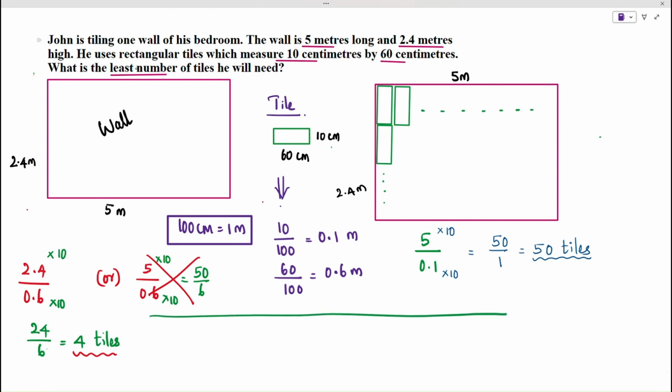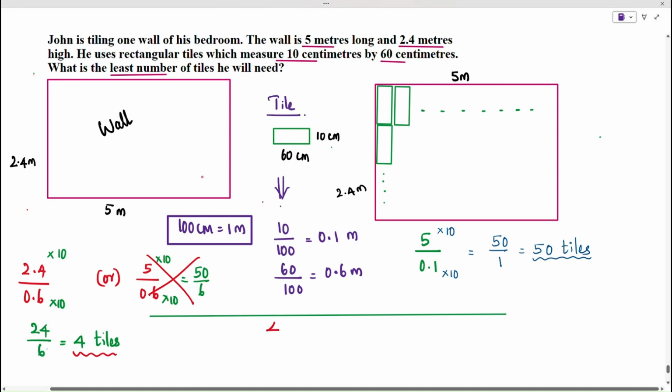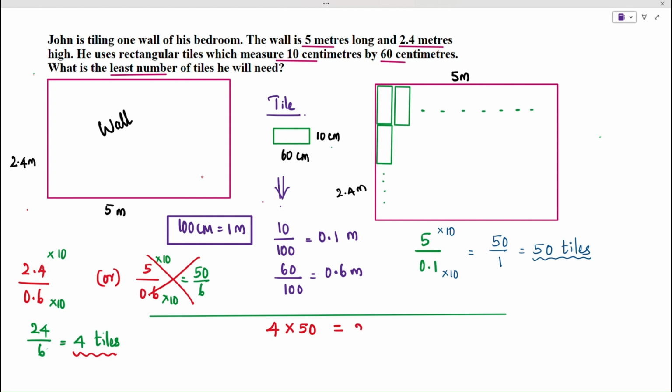Now what this gives us is a 4 by 50 grid over which John can place the tiles on his wall. So if we do 4 times 50, so 4 in the height and 50 in the length, we get 200 tiles. And this is the least number of tiles that John will have to use to completely cover one wall of his bedroom.